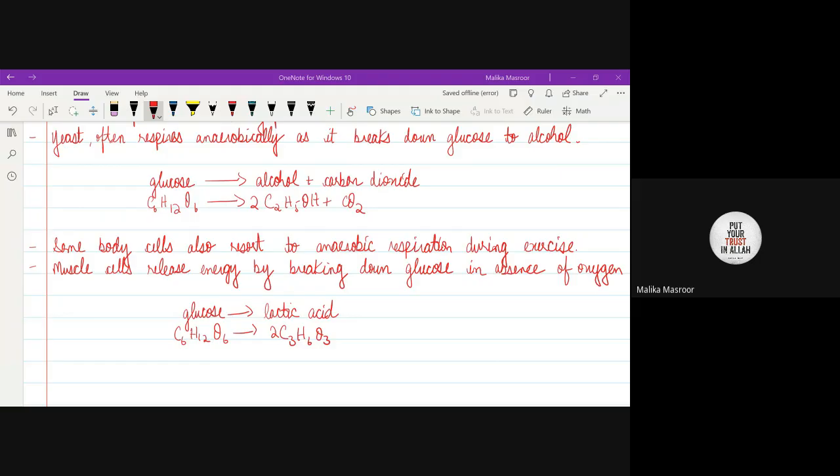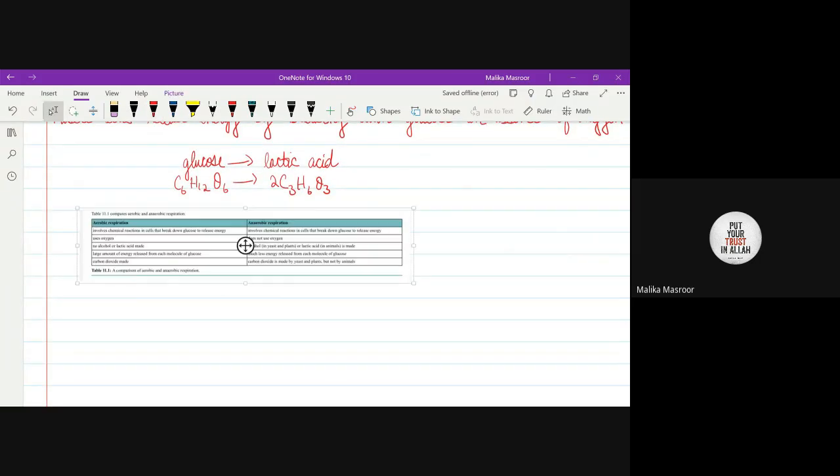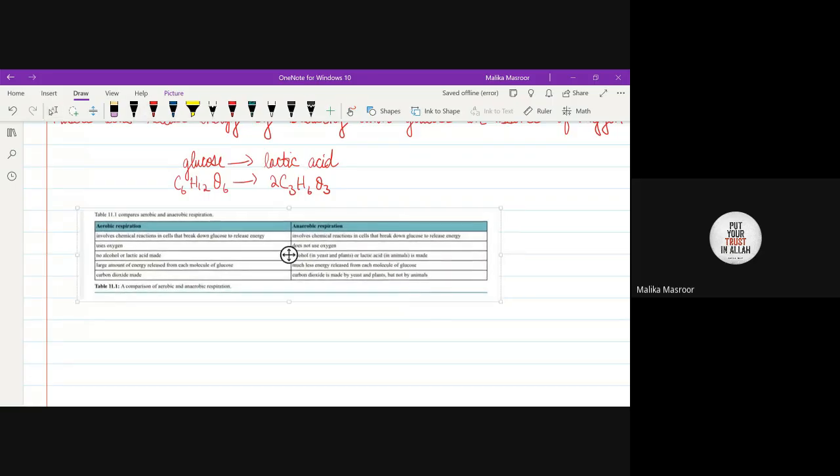Are there any questions, anyone? This is a good table on aerobic and anaerobic respiration. Both of them are breaking down glucose. One is using oxygen, the other is not using oxygen. In this, no alcohol, lactic acid is made. In that, alcohol is made in yeast and plants, lactic acid in animals. Large amount of energy is released in aerobic, smaller amount of energy is released in anaerobic. In aerobic, carbon dioxide is made. In anaerobic, only in yeast and plants, carbon dioxide is made. In animals, only lactic acid is made. Clear? Any questions? Is respiration clear?